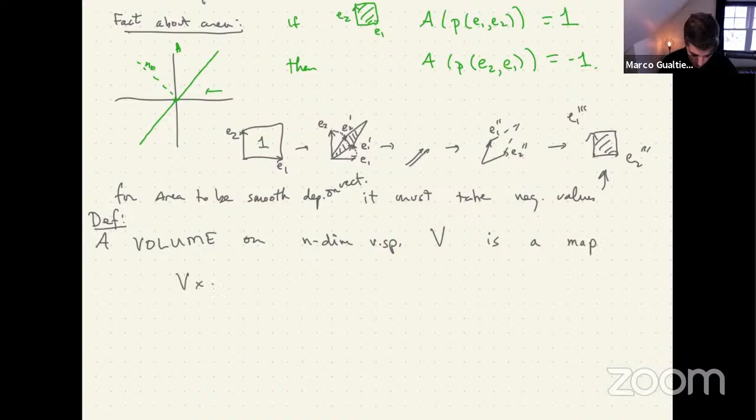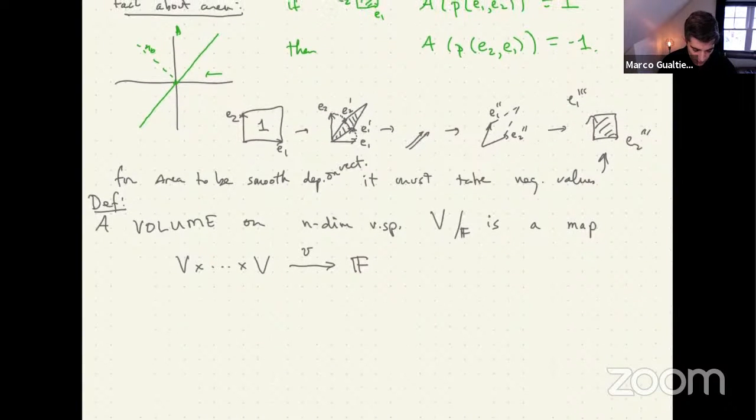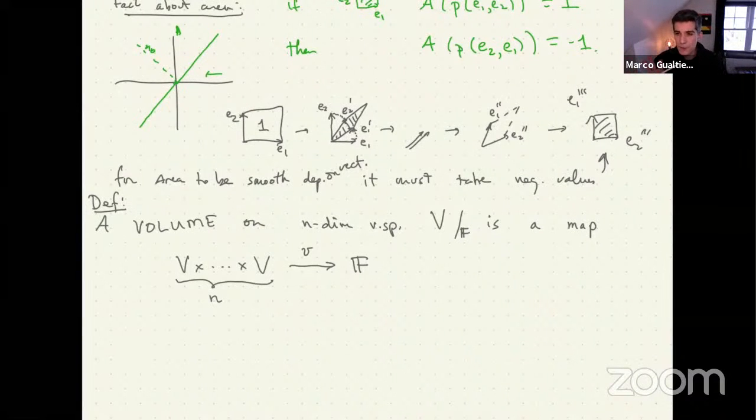V cross ... cross V into the field. I'll give this the name little v. And the number of these is exactly the dimension of V. So it takes n vectors and outputs the volume that is spanned by those n vectors.